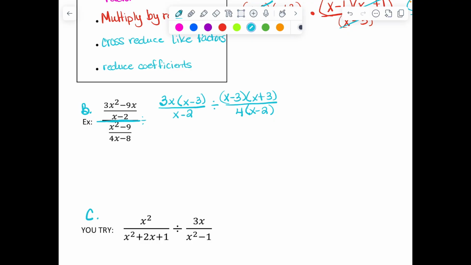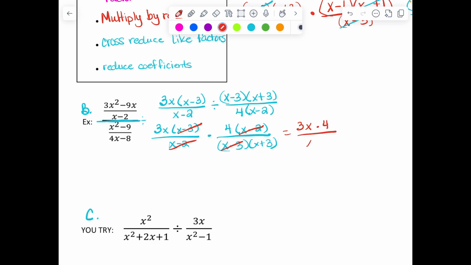Now I know my next step is going to be to multiply by the reciprocal. So this front part stays the same. I multiply and they switch spots. So multiply by the reciprocal. And then I'm going to cross reduce. Now, when I have here 3x times 4, that gives me 12x all over x plus 3. And this is my final answer in simplest form.